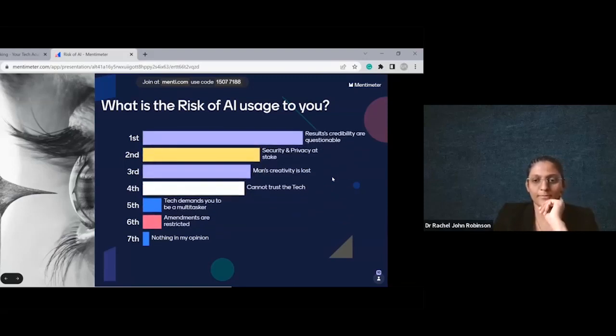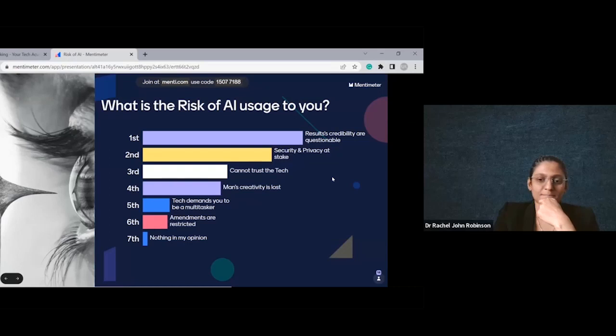Go to the results now. Good to see the transformations happening. You can just key in what you have noticed with your students in classrooms. How do they take in this technology? Okay, the prominent ones: results are not credible enough, which we all as academics do agree with, definitely. Security is also a second major concern for us as academics. Good to know.